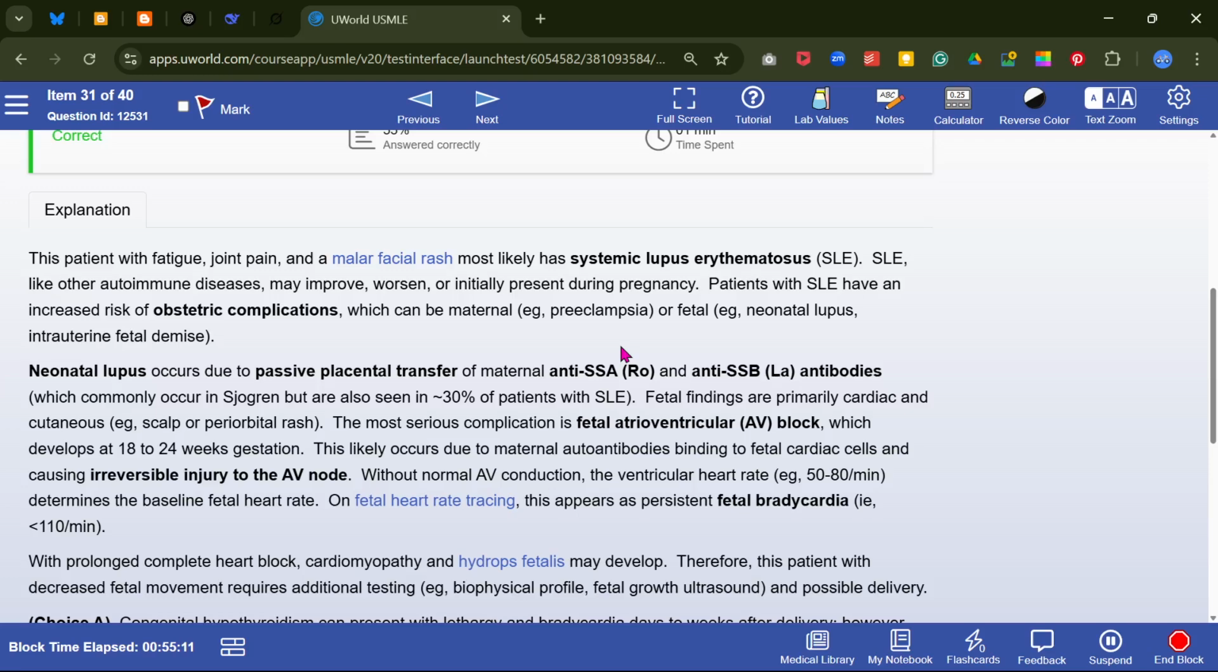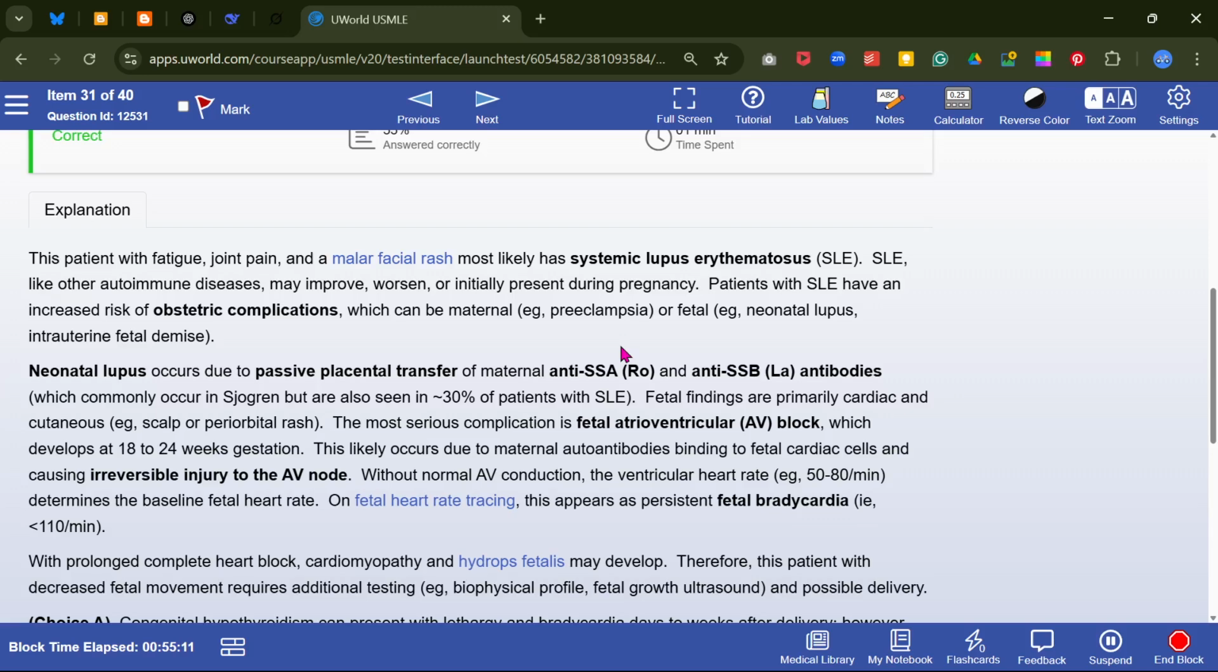This patient with fatigue, joint pain, and malar facial rash most likely has SLE. SLE, like other autoimmune diseases, may improve, worsen, or initially present during delivery. Patients with SLE have increased risk of obstetric complications, which can be maternal preeclampsia, neonatal lupus, or intrauterine fetal demise.